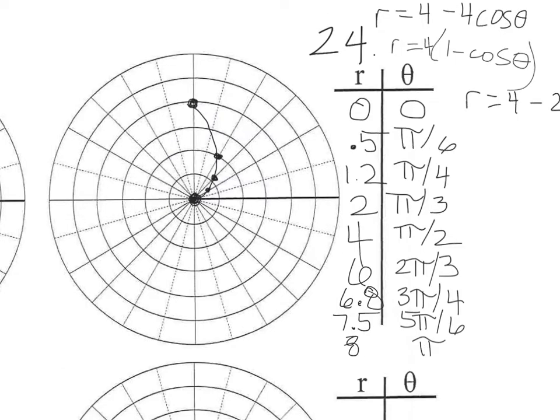So the next one we're working on is 6 comma 2 pi over 3. So I rotate 2 pi over 3, which puts us here, and I want to go out 6. 1, 2, 3, 4, 5, 6. Obviously, we're going to be off the graph the larger we go. We'll just estimate, though. Next, we have 3 pi over 4, 6.8.